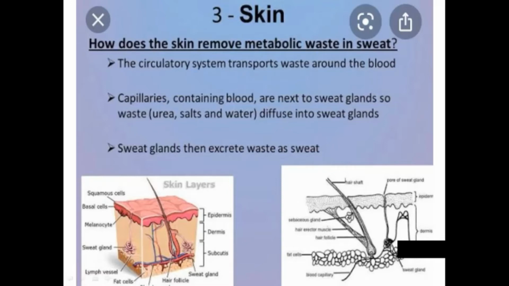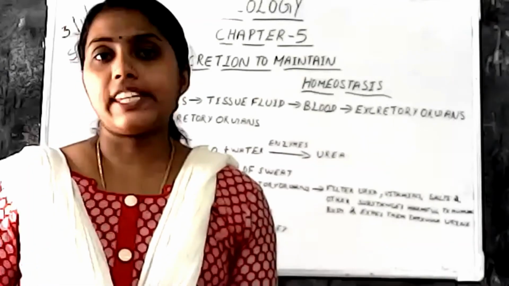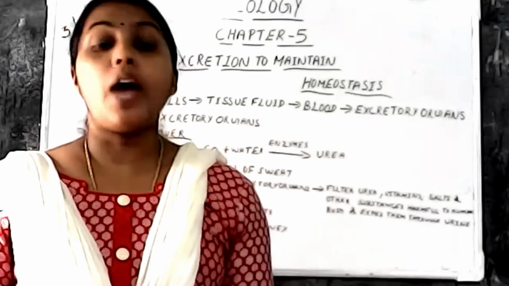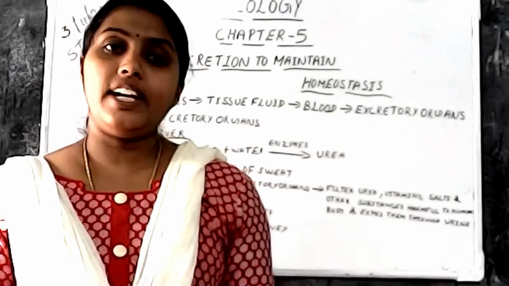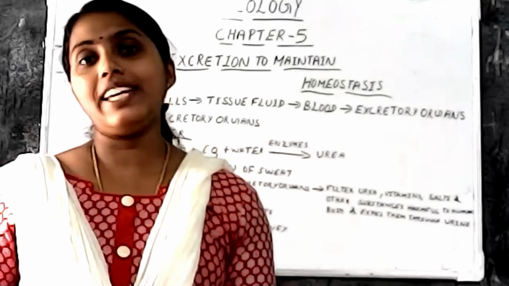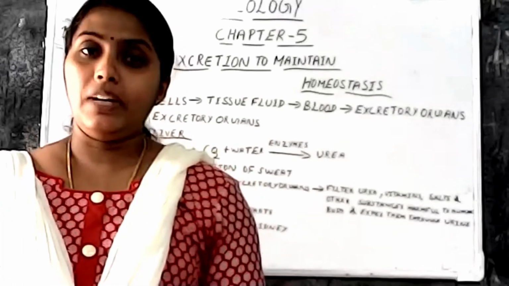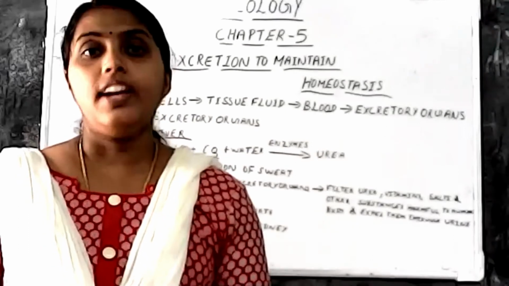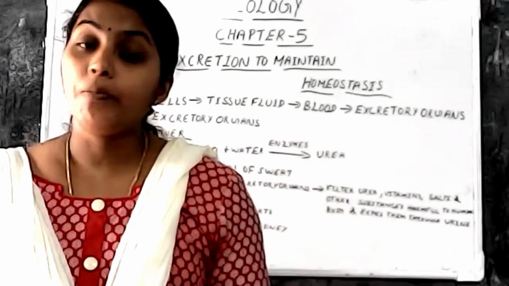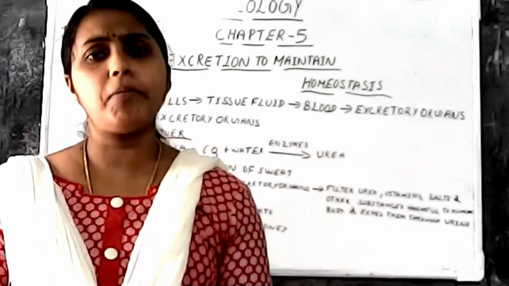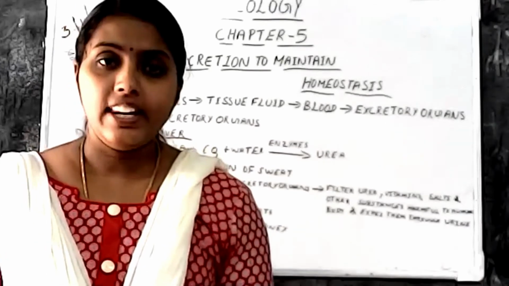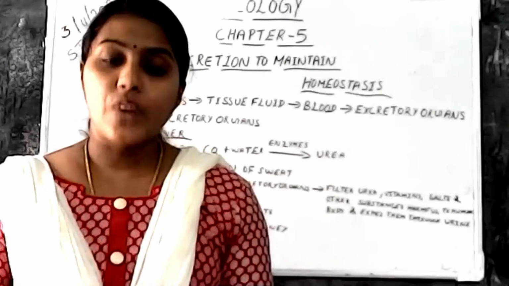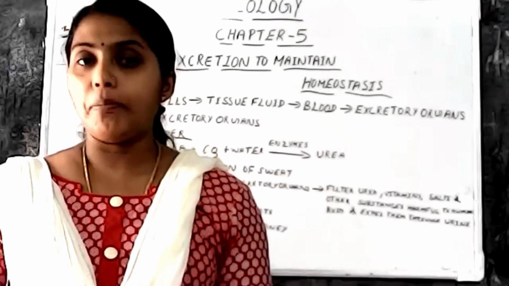Okay. So in our skin, sweat glands are present. Surrounding the sweat glands, capillaries are present, as we have studied in the alveoli. Alveoli are rich in blood capillaries. And in the small intestine, the microvilli are also surrounded with blood capillaries. Likewise, our skin consists of sweat glands, and these sweat glands are surrounded with capillaries.